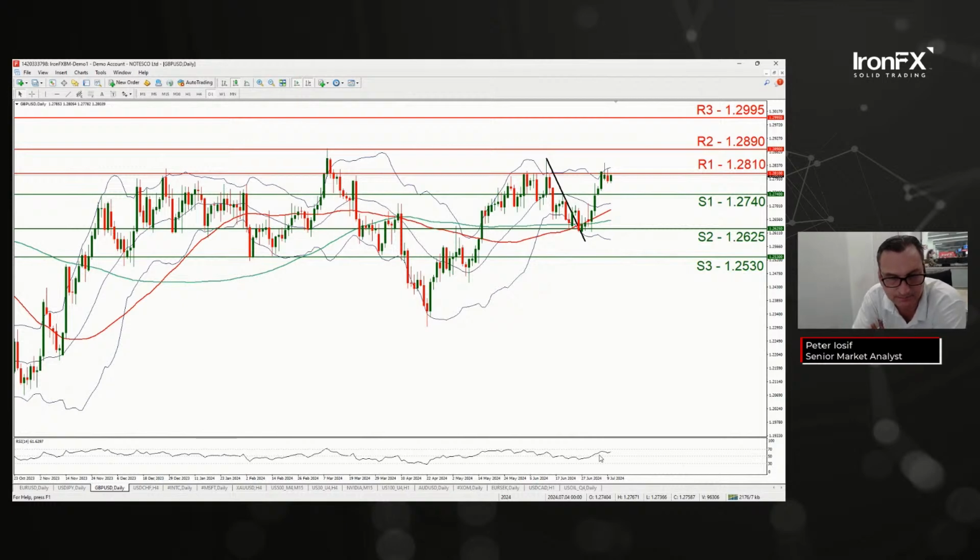Should we see announcements by new Chancellor Reeves, which tend to point towards a more expansive fiscal policy, that could support the pound.